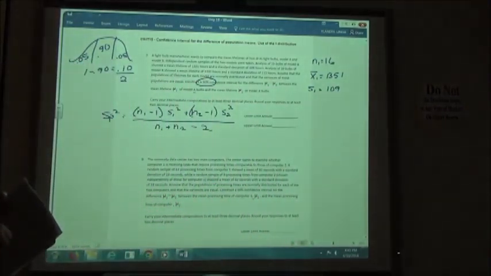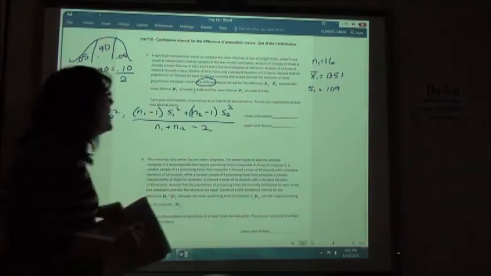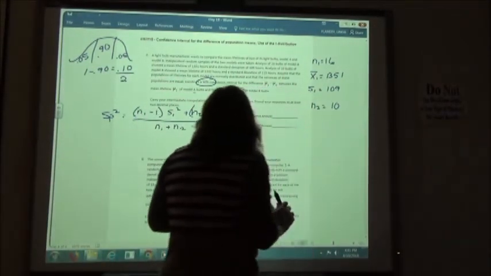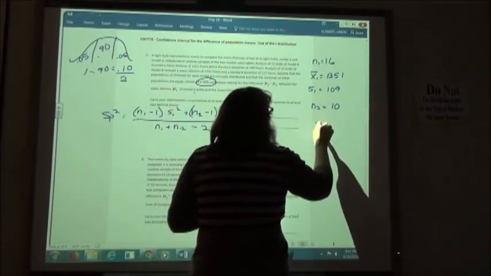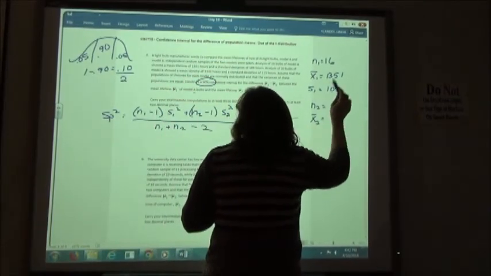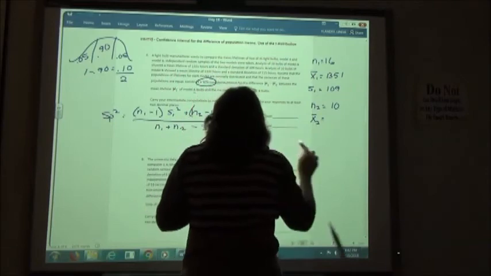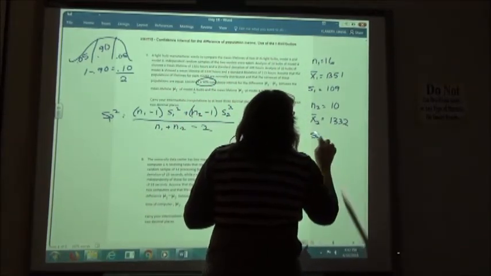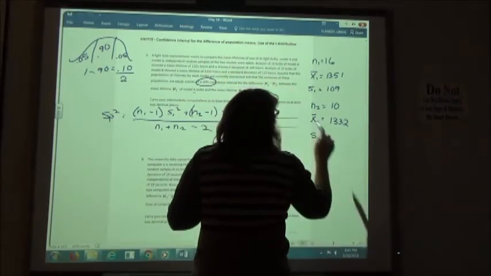Then I am going to analyze 10 bulbs for my second one. So on my n2, I'm going to do 10 bulbs. My mean for 2 is going to be 1,332, and my standard deviation for 2, 115.